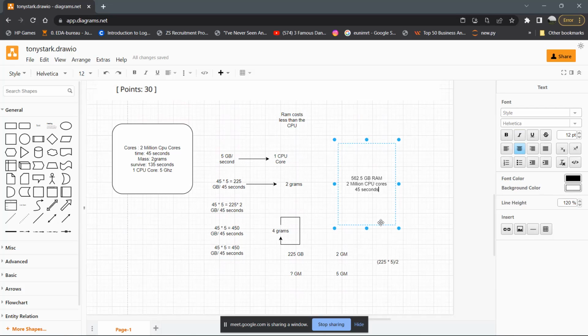I answer with how many cores, right? How many million CPU cores? 6 million. No, you are increasing the number of CPU cores. We have to decrease it. I'm getting 666,666 cores for 135 seconds. How many are you getting?